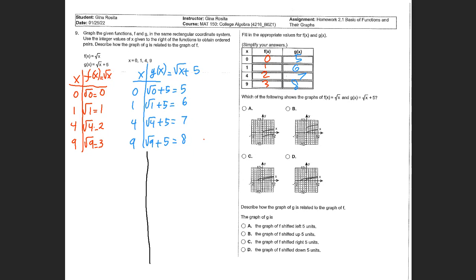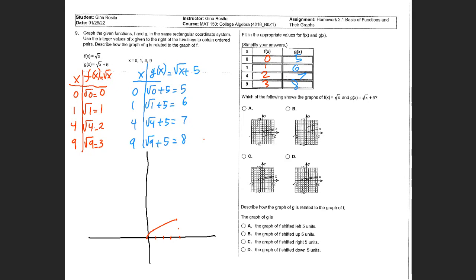Okay, so now coordinates for f of x. I use red ink, yeah? 0, 0. This is 0, 0. Okay, what next? 1, 1. This is 1. Okay, after that, 4, 2. 2, 3, 4. 1 and 2. Okay, so the graph is like this.